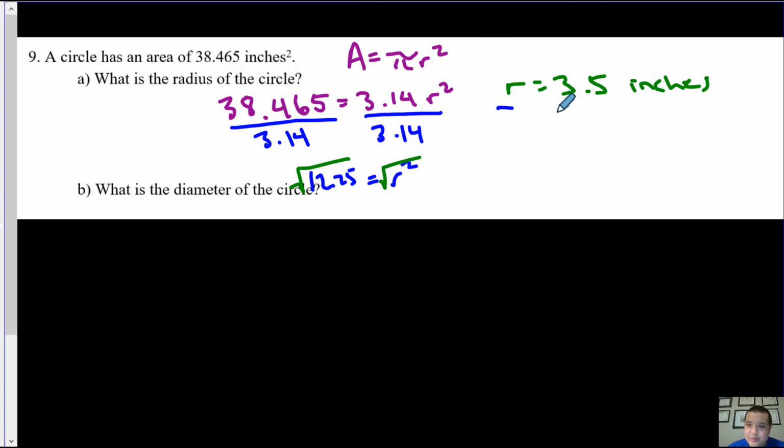Now that we know that the radius is 3.5 inches, we can find the diameter. Remember, the diameter is the entire length between one end of the circle to the other, which means that the 3.5 radius, doubling that to get our diameter, gives a diameter of 7 inches, doubling the radius.